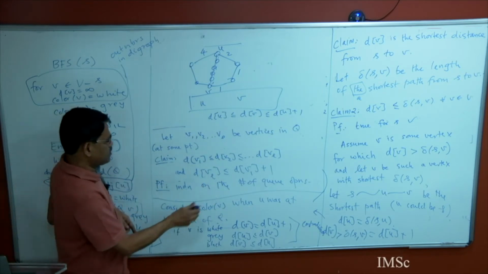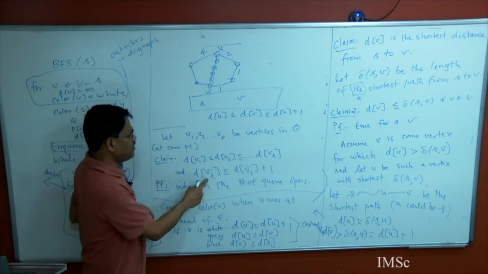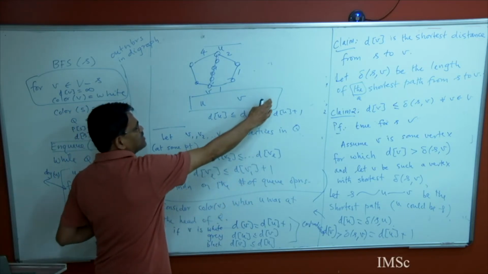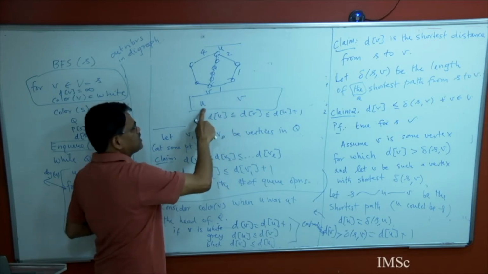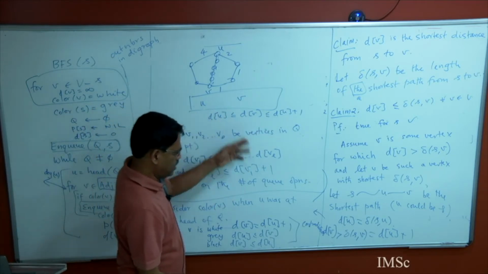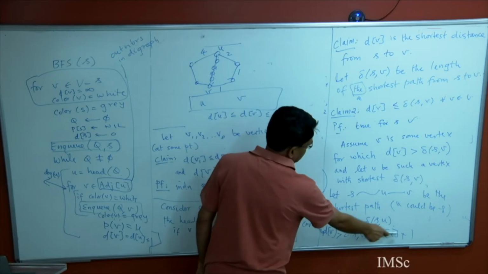Because of this claim, we know that dV is less than or equal to du. Even the last one, so this will also be less than or equal to du plus 1, whereas this is saying dV is strictly greater than du plus 1.